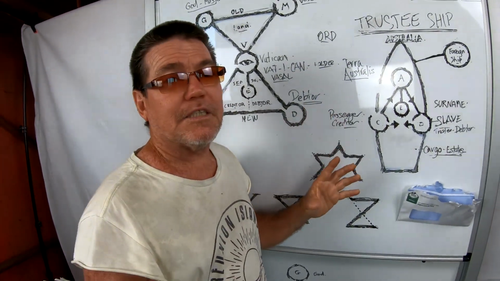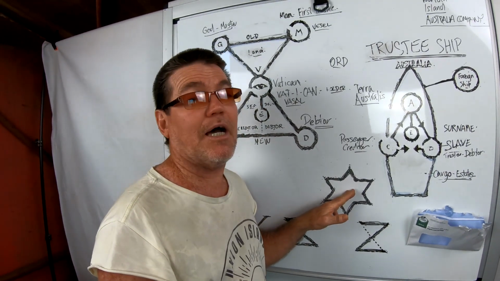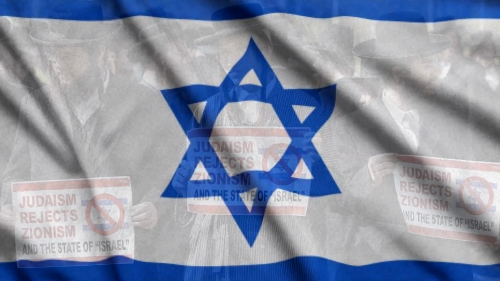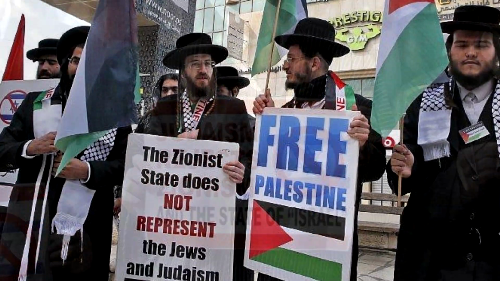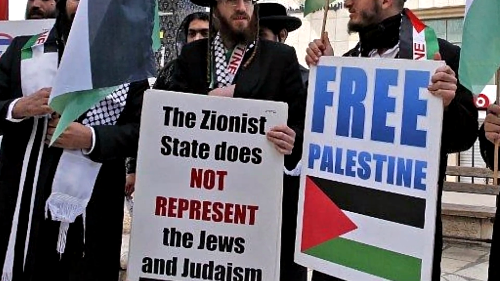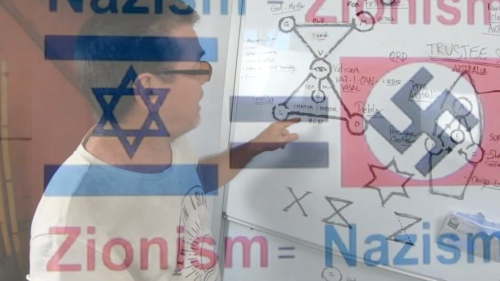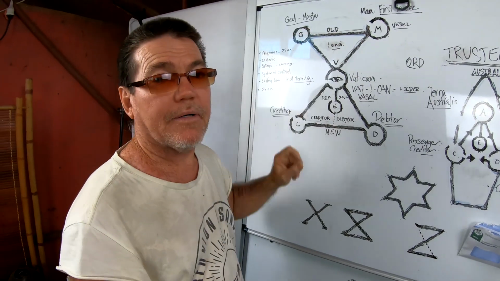And this whole thing is Zionism. As I've said, this symbol here is on the Israeli flag. Zionism is the journey from God into the debtor, to hell, and also the journey from hell back up to God. And there it is. That's what it's all about.